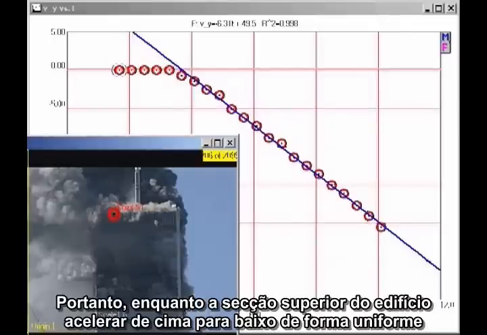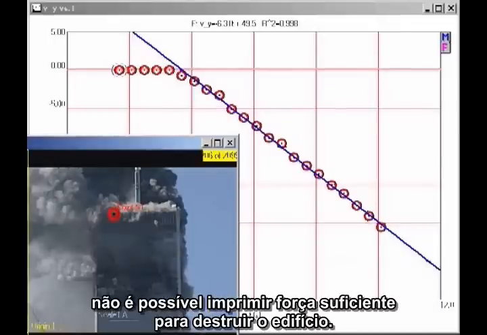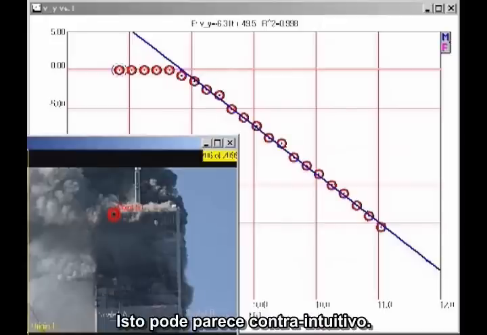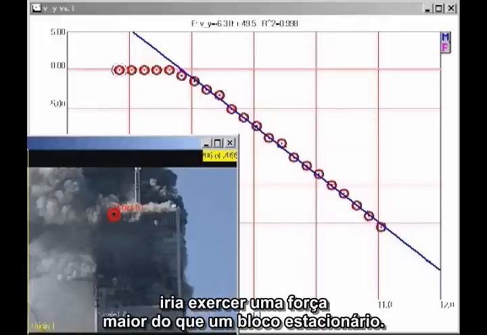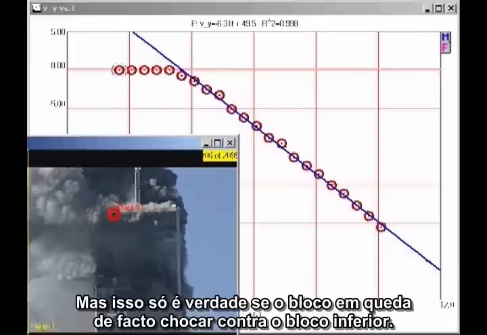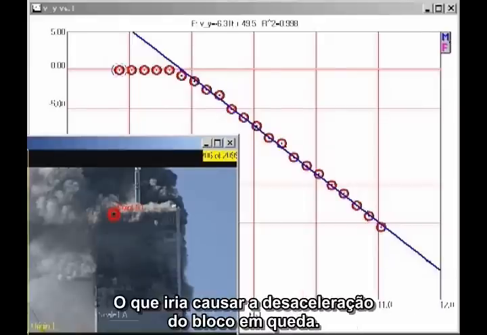Therefore, as long as the top section of the building is in uniform downward acceleration, it cannot possibly be providing sufficient force to destroy the building. This may seem counterintuitive to you. You might think a falling block coming down on the lower section of the building would exert a greater force than a stationary block. But that is true only if the falling block actually impacts the lower block, which would cause the falling block to decelerate.